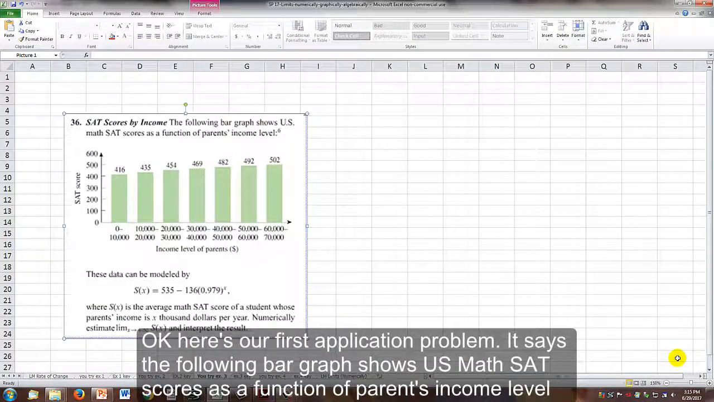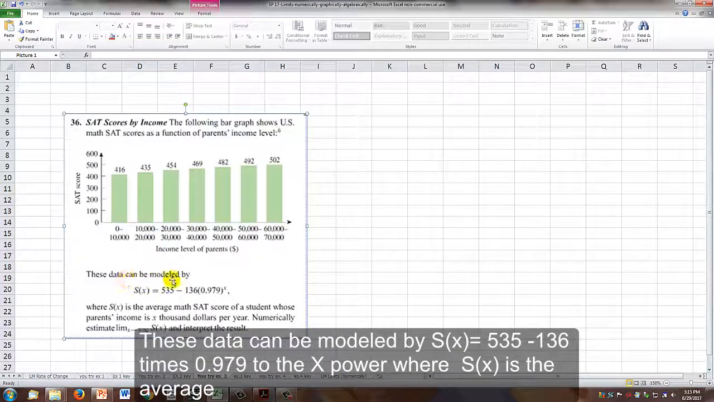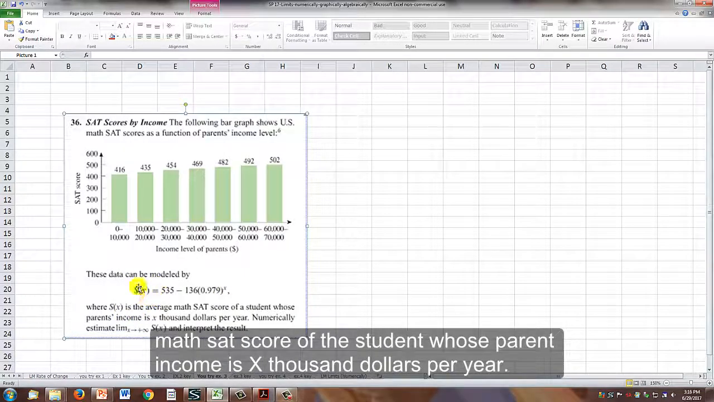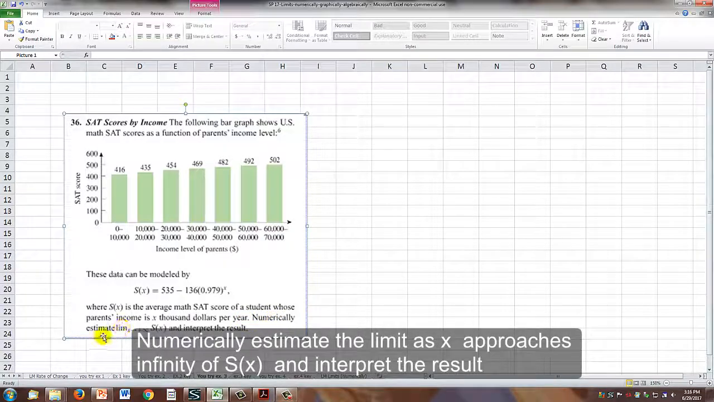Okay, here's our first application problem. It says the following bar graph shows U.S. Math SAT scores as a function of parents' income level. These data can be modeled by S of x equals 535 minus 136 times 0.979 to the x power, where S of x is the average math SAT score of a student whose parent income is x $1,000 per year. Numerically estimate the limit as x approaches infinity of S of x and interpret the result.